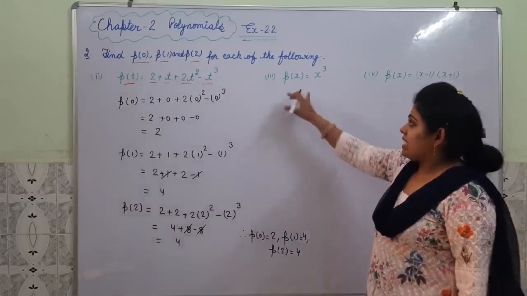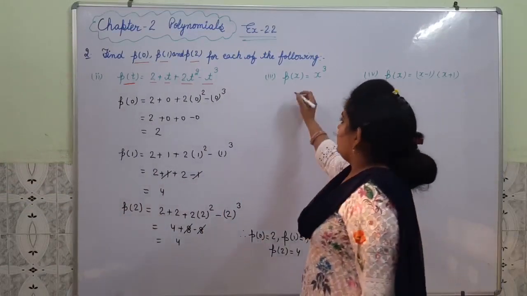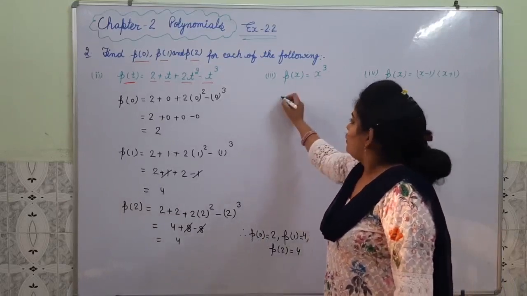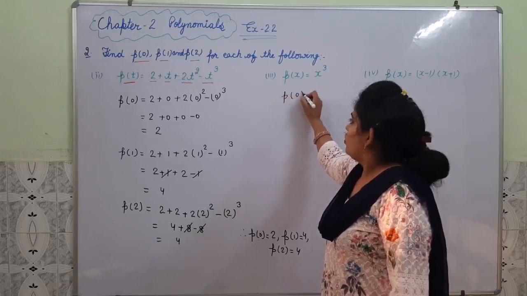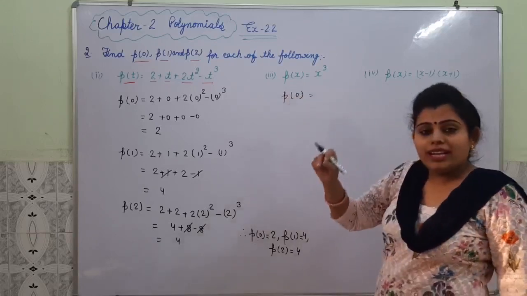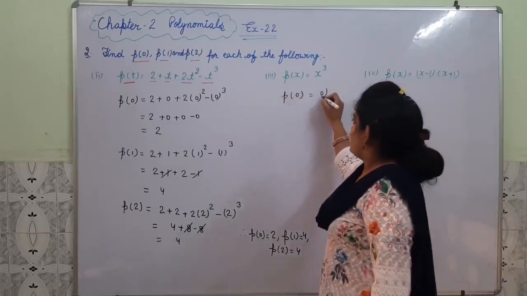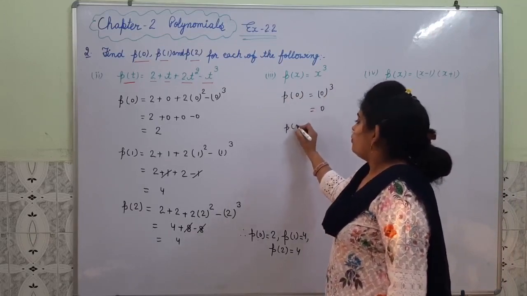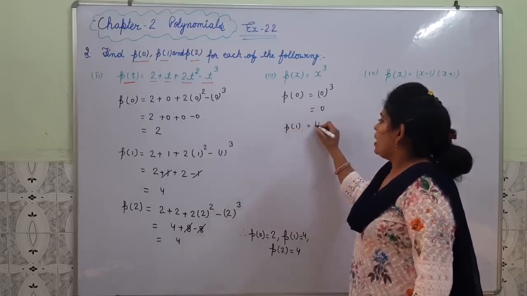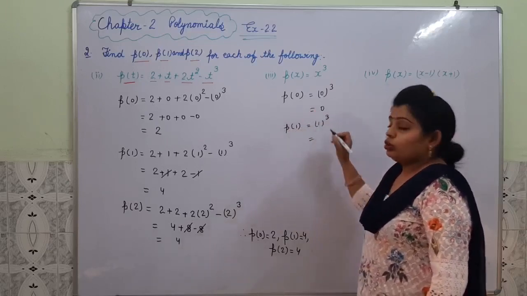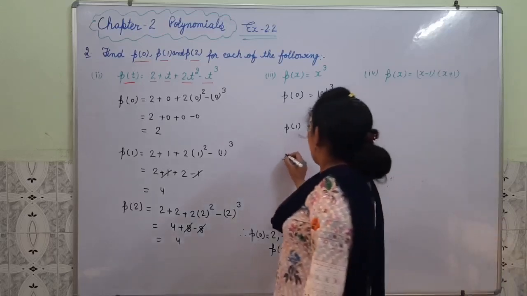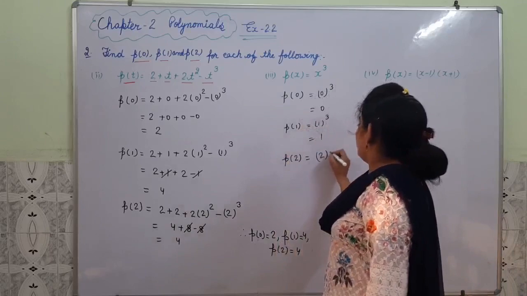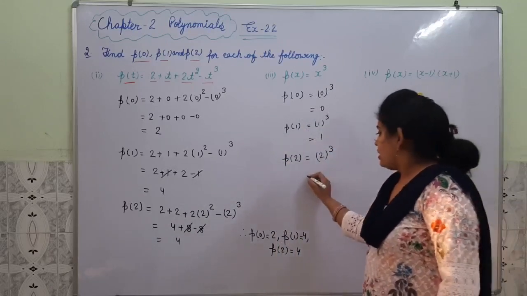Now its third part. Now for the third, P of x is equal to x cube. We will find P of 0. P of 0 means we will replace x by 0, means 0 cube. We will get 0. P of 1 will be equal to 1 cube, and cube of 1 is 1. P of 2, then 2 cube, and cube of 2 is 8.